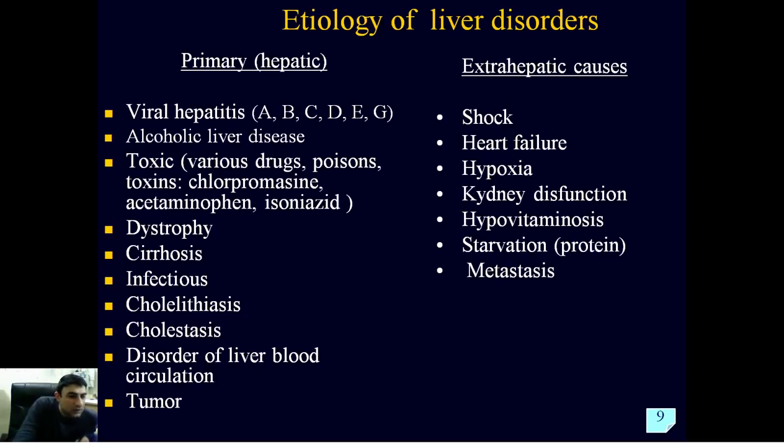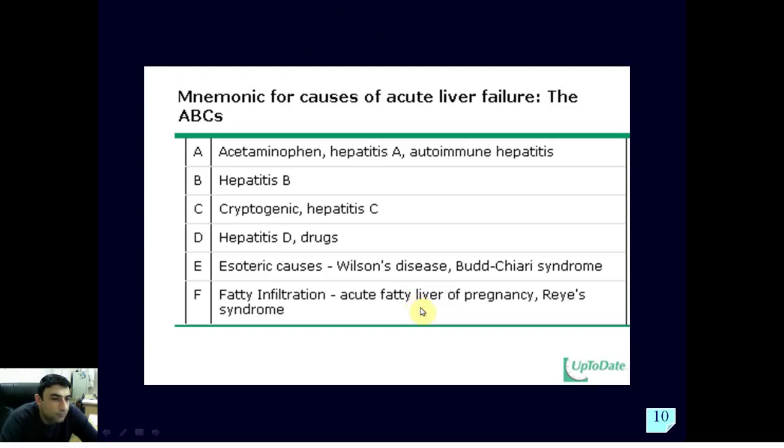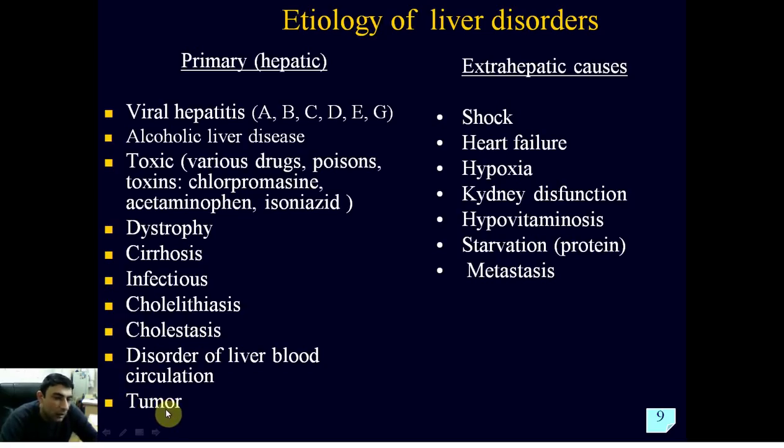so-called cirrhosis, infection, cholelithiasis, cholestasis, disorders of liver blood circulation, tumor, all are hepatic, while we might have also other causes which are coming from outside the liver, and we might consider in this aspect that they are secondary causes of liver failure once we have some other problem like shocks, like heart failure, hypoxia of any other origin, kidney dysfunction, hypovitaminosis, etc., including metastatic liver disease, while this tumor was initially hepatic, like hepatocellular carcinoma.